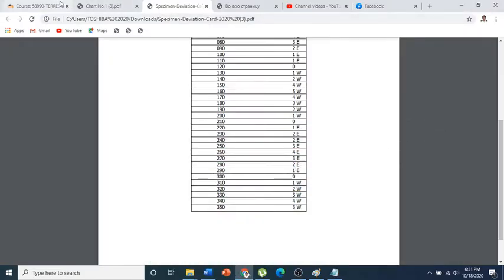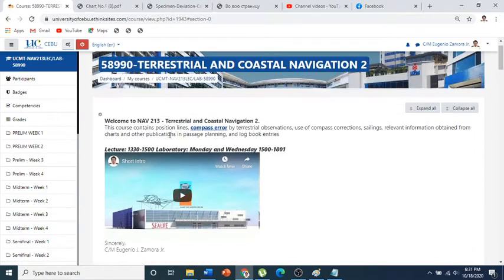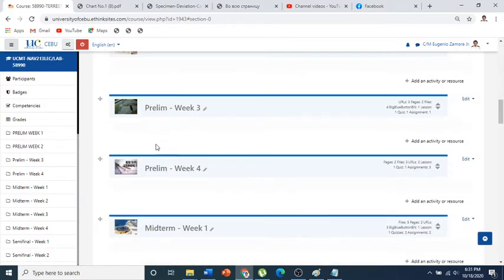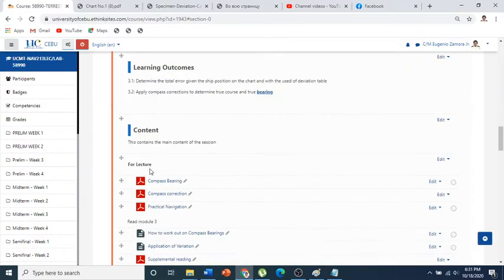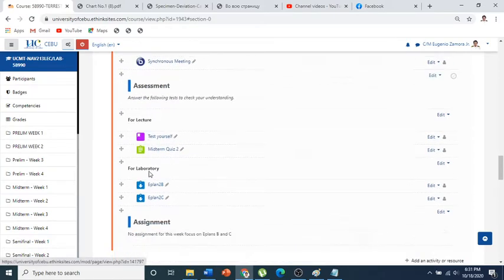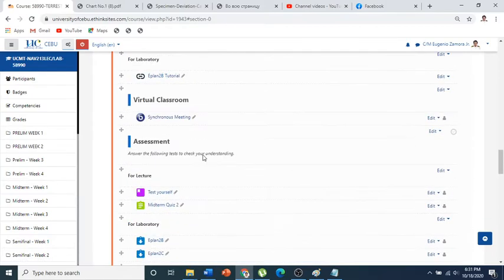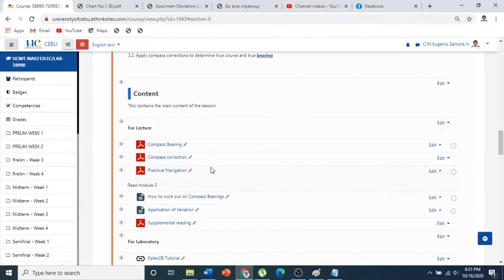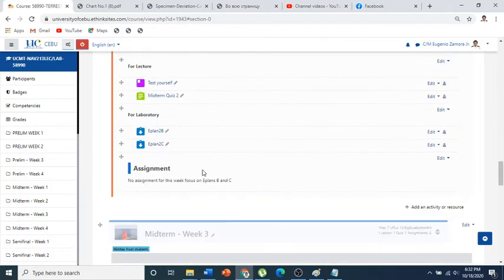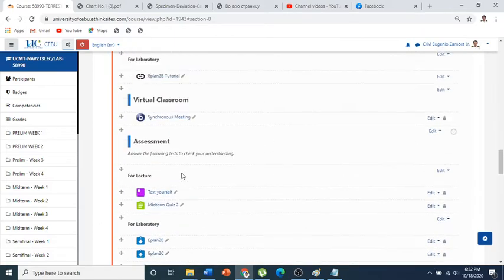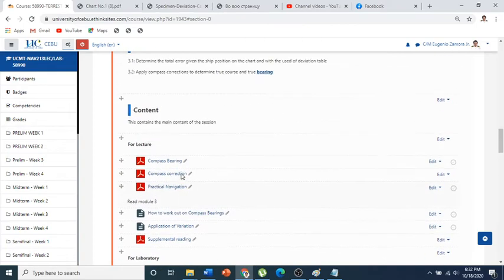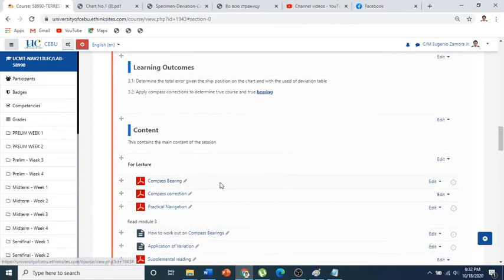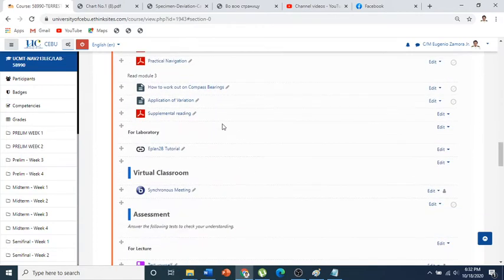Today I'm going to explain to you about Eplan2C. As always, you can find the Eplan2C in your Moodle, specifically now in midterm week 2, where you can download it accordingly. The learning outcomes for this e-plan are to determine the true course and true bearing. The e-plan is in conjunction with that objective.